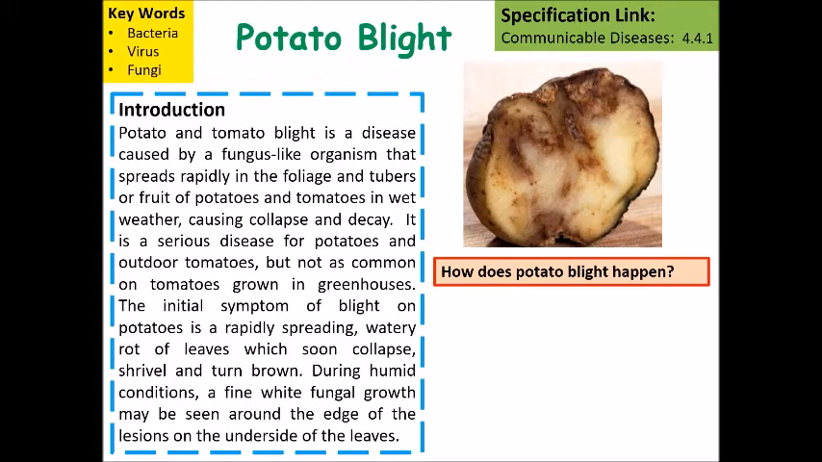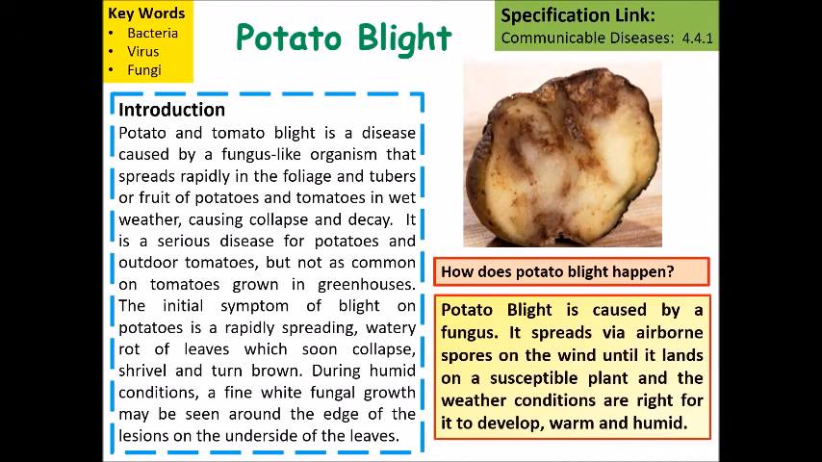So, just have a think about the question, how does potato blight happen? Pause the video and have a look at the answer. So, potato blight is caused by a fungus. It spreads by airborne spores on the wind until it lands on a susceptible plant. And the weather conditions also have to be correct. So, humid and warm weather conditions cause it to spread very, very rapidly.